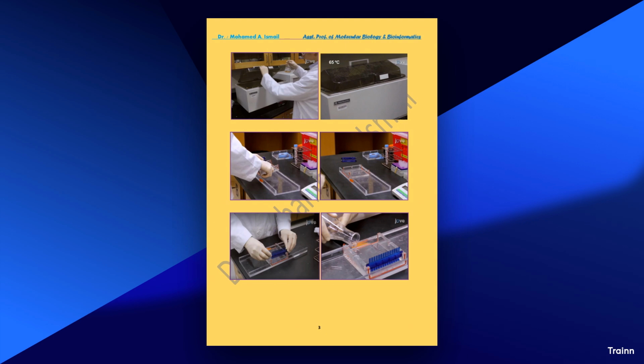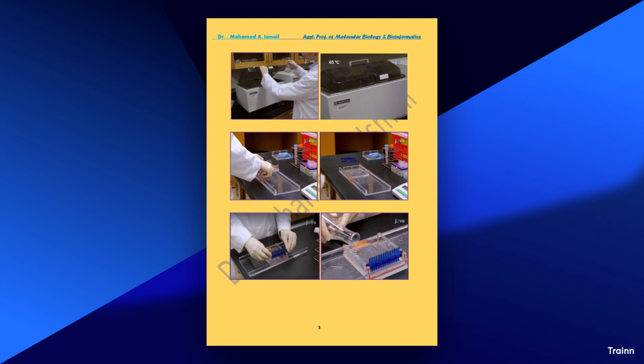Buffer choice. The buffer used during electrophoresis, TAE or TBE, provides ions that facilitate the conduction of electricity and maintain pH. TAE is often preferred for DNA analysis due to its compatibility with downstream applications, while TBE is used for high-resolution separations. 2. Sample preparation.